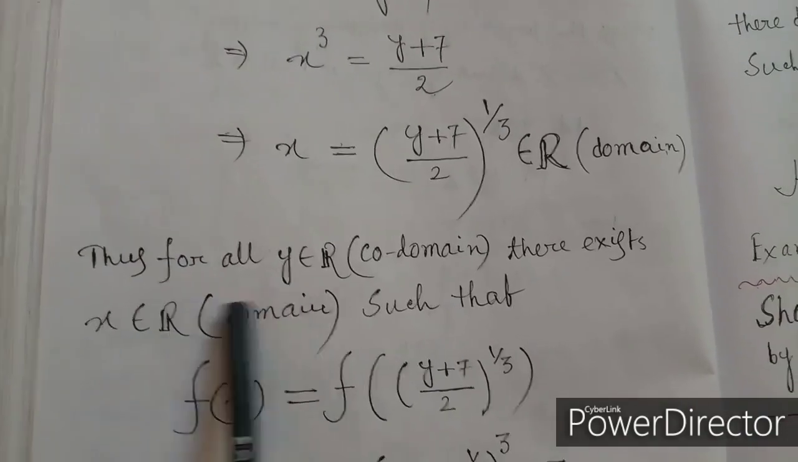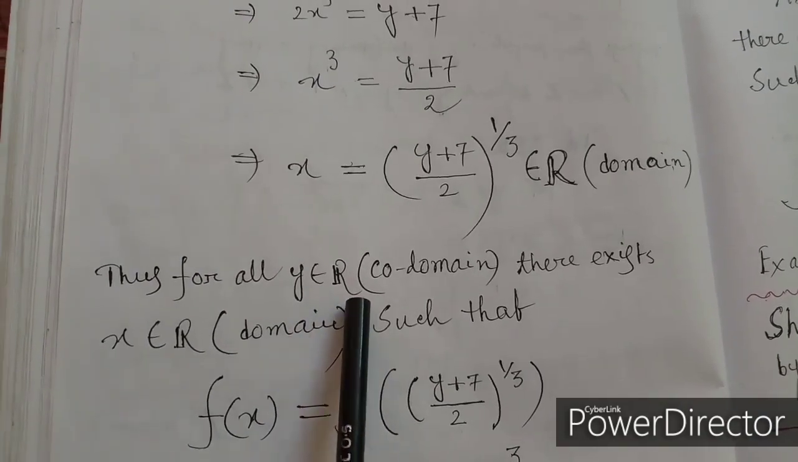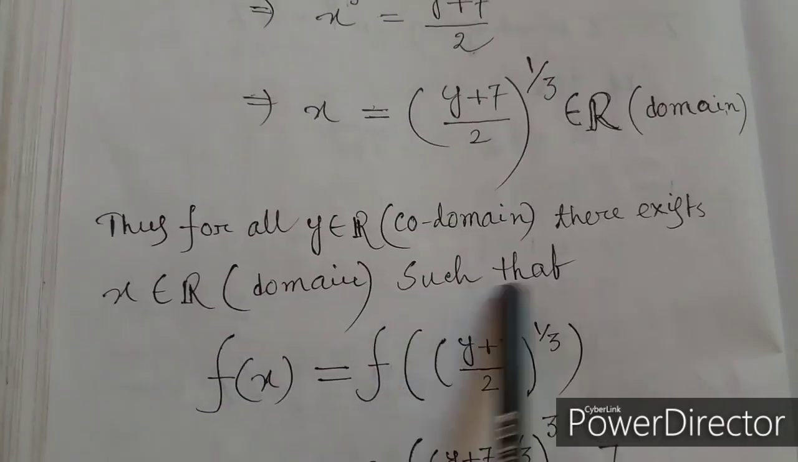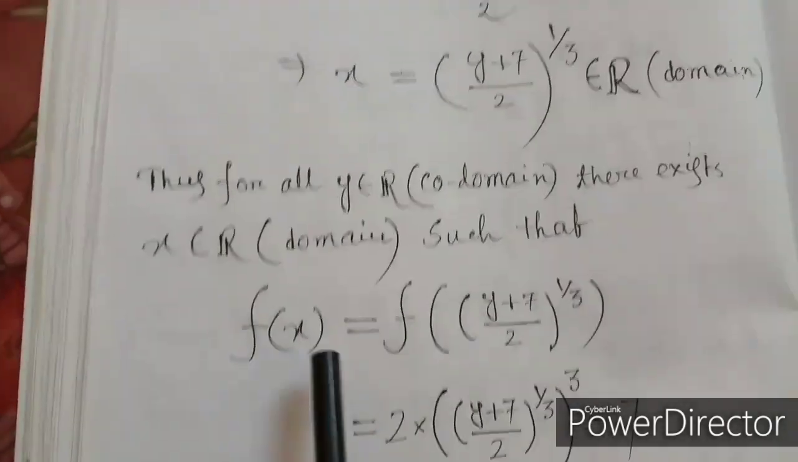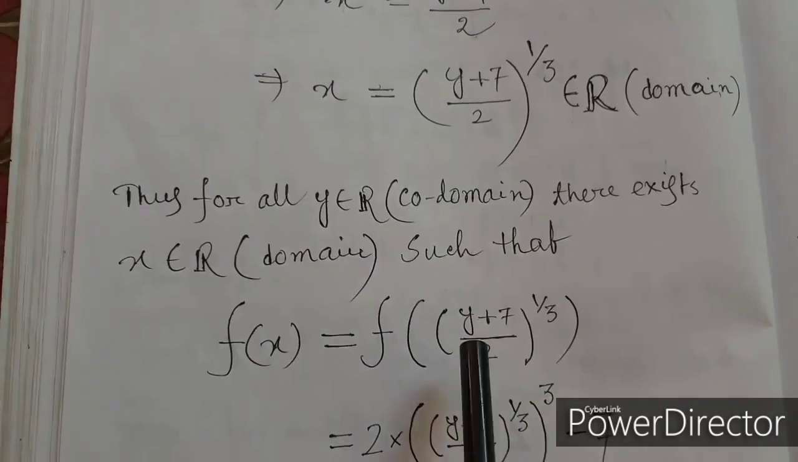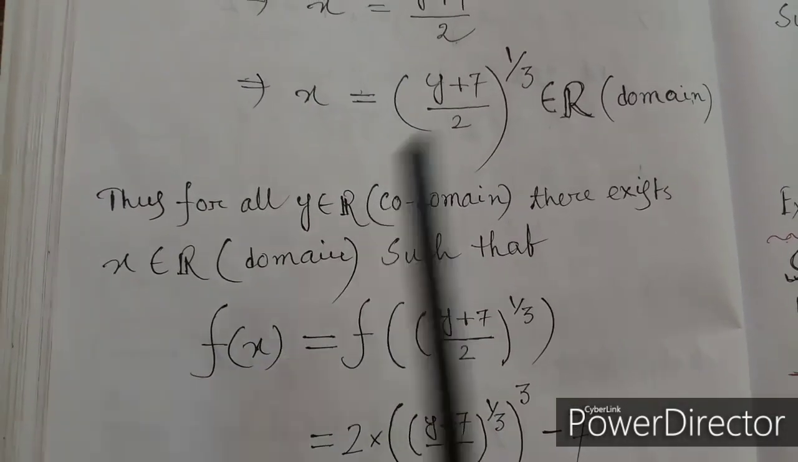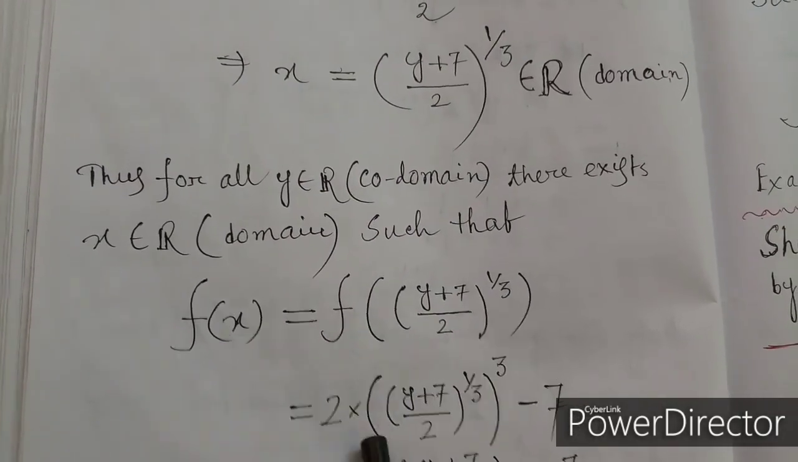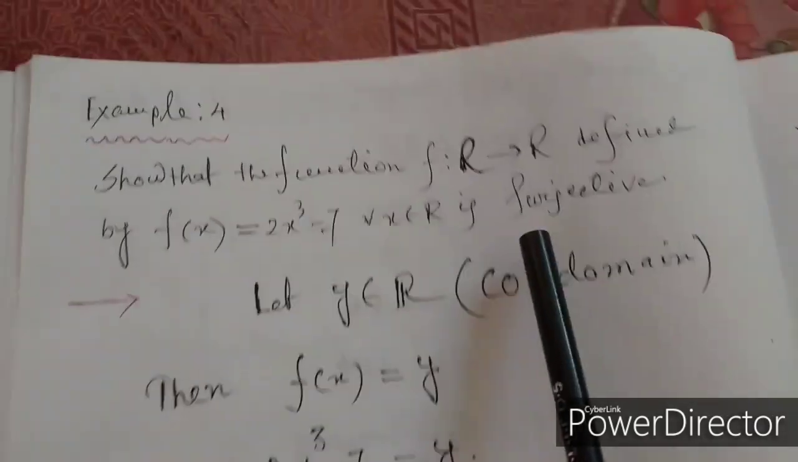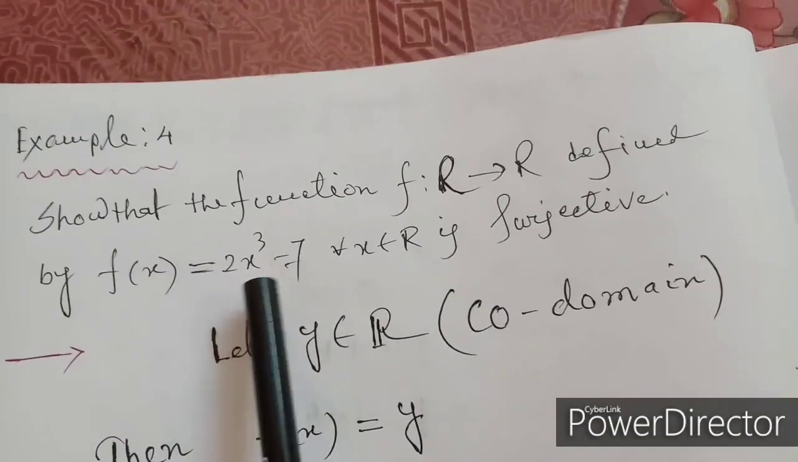So thus for all y belong to R, codomain, there exists x belong to R, domain, such that f(x) equals, what is the value of f(x)? Put this one, put it here. Instead of x, the value of x is there, put it. So now what is the definition of f(x)? Here f(x) equal to 2x cube minus 7.